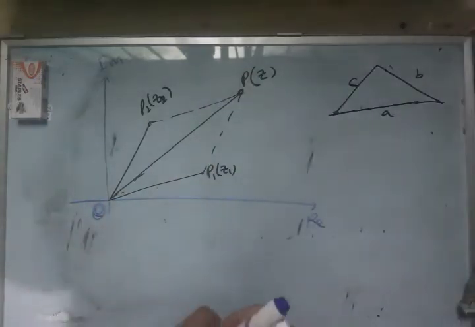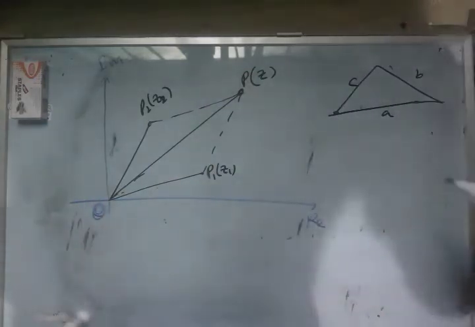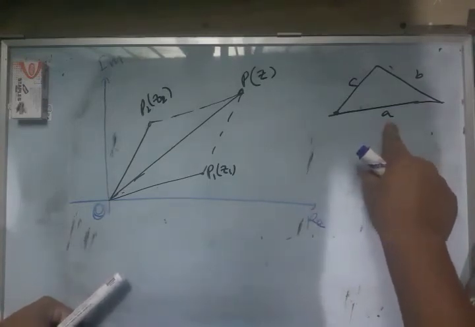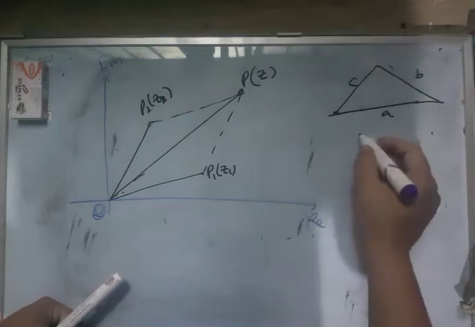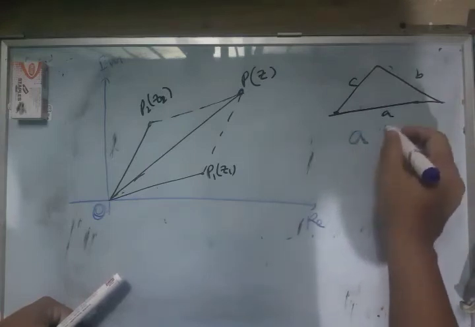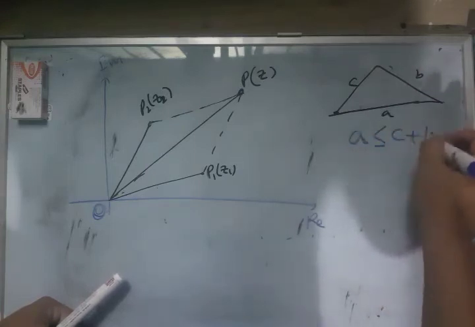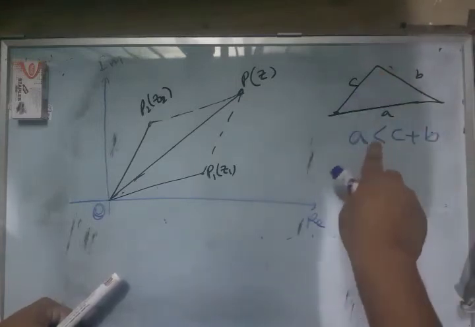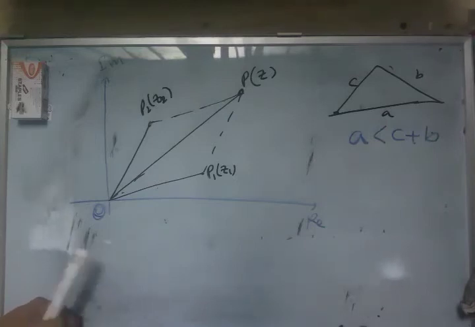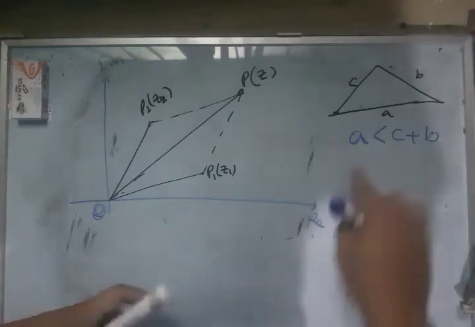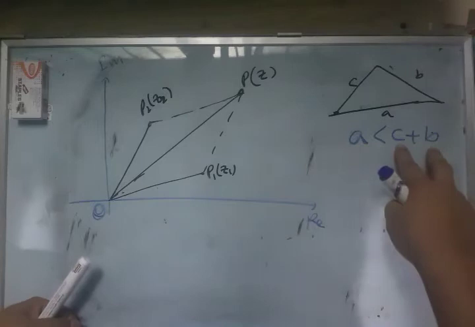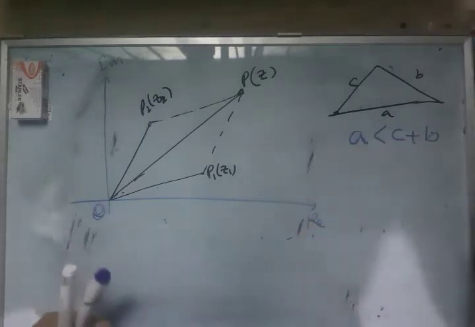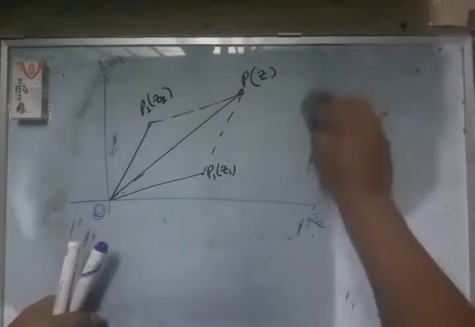Now given a triangle, you know that one side is always less than or equal to the sum of the other two sides, which means one side, let's say a, is less than or equal to c plus b. According to this diagram it is only less than, but in the general case, the sum of two sides is always greater than or equal to the third side. We're going to implement this idea here.